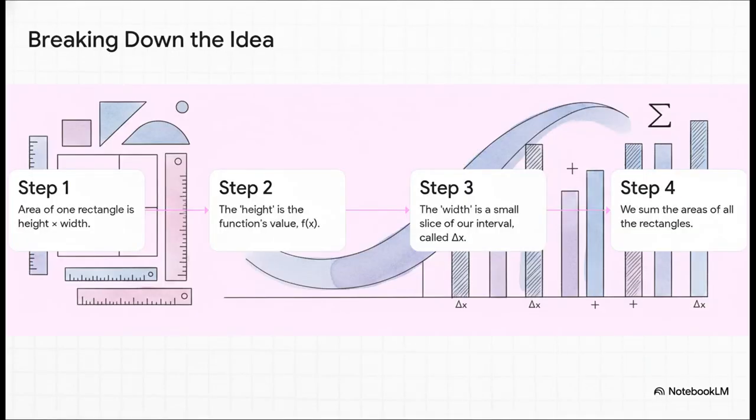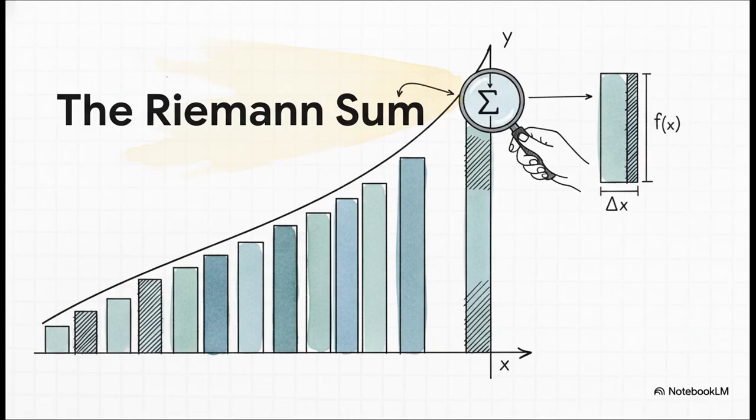We all know the area of a rectangle is just height times width. Easy enough. For us, the height of each little rectangle is going to be decided by the value of our function, f of x, at a certain point. The width is just a small, even slice of our interval, which we call delta x. And the last step, you guessed it, we just find the area of every single one of those skinny rectangles and add them all up. Now this whole process actually has a fancy name. It's called the Riemann sum.